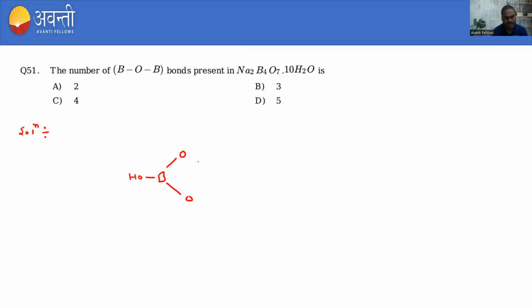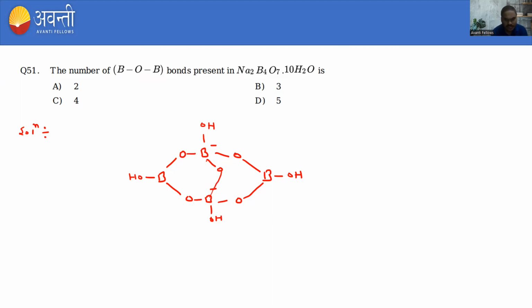O, again they have O, B negative, OH, O, again they are having B, and this is again OH, right? Similarly on the bottom side, we have B negative, that is OH we have, and we have O, and one O between these two B, that is boron and boron.